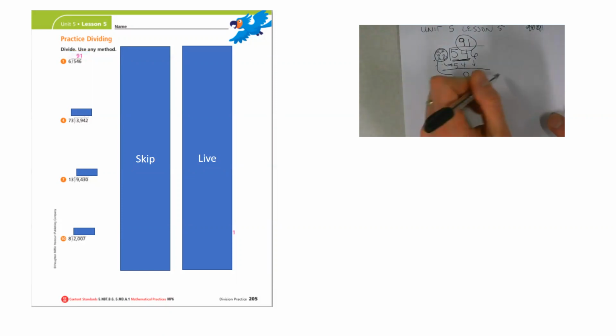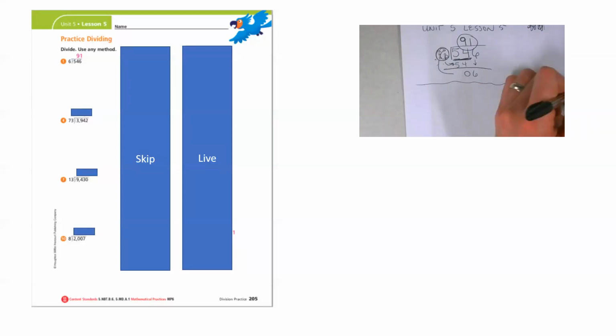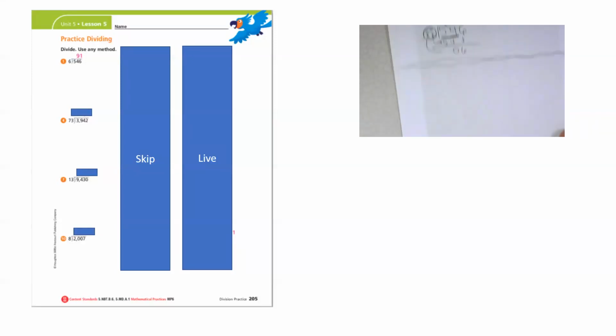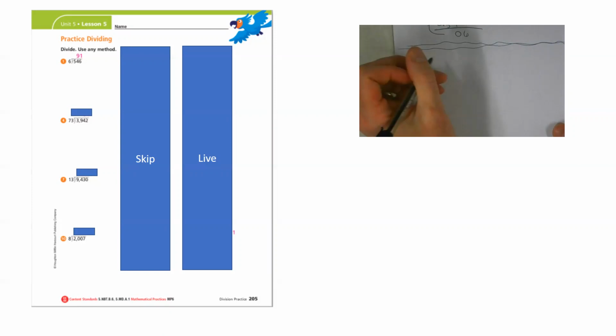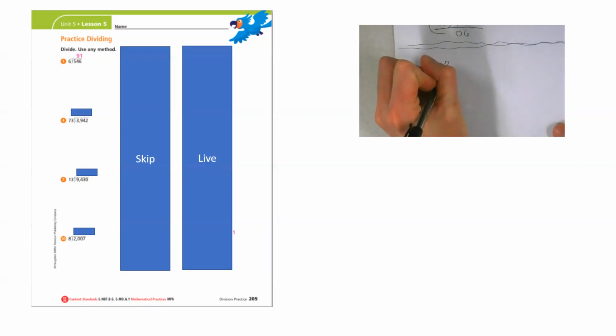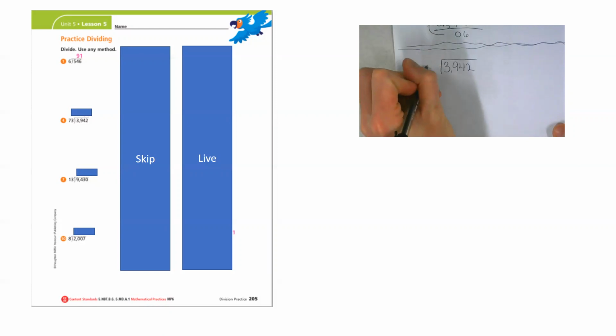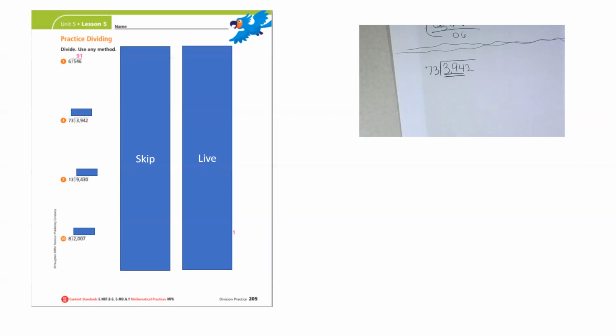Now the ones that are a little less liked, double-digit divisors. So we have 3,942 divided by 73. How many 73s are in 394? So this is where we all have a different method for how we're going to do this.